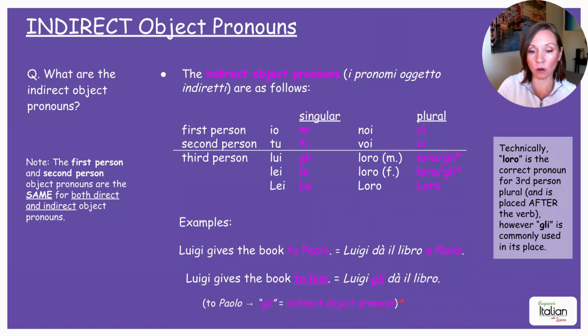So because Paolo is the third person singular and it's masculine, okay, we use gli. And again, we put it before the verb. Okay. If this isn't super clear yet, we have a few more slides to go through. So just stick with it and hopefully it'll become more clear as we move on, okay?